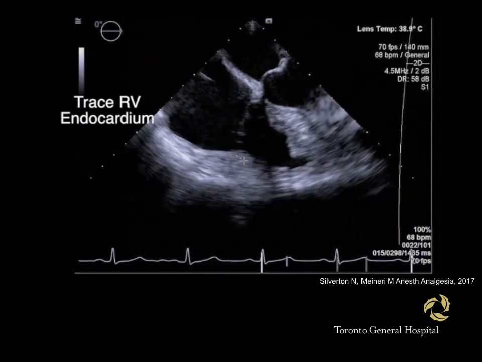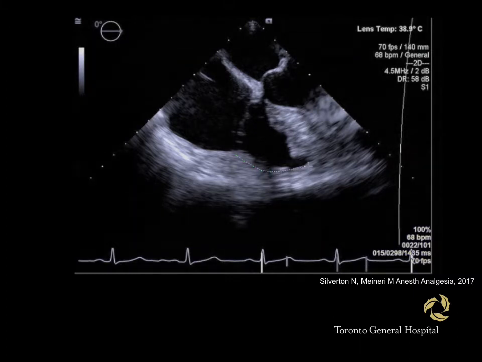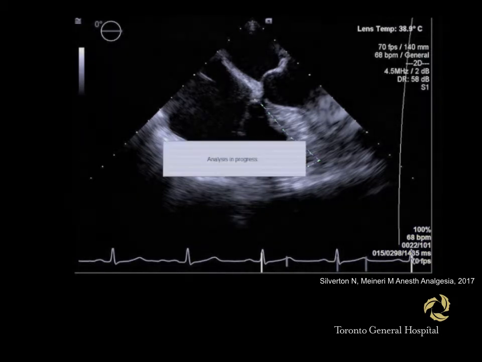So this is the software from the GE system. GE has a package for the actual RV strain. And instead of giving 3 points only, I have to follow the myocardium. And I have to follow the endocardium, at the edge of the endocardium and the blood pool.